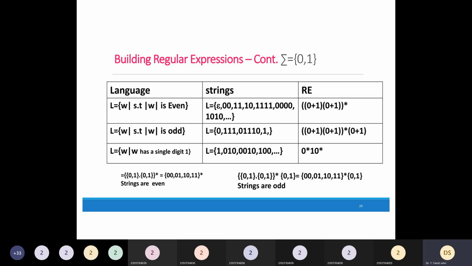So same thing here, odd number. Odd number means you should not include epsilon, so you have to start with 1. That is, the length of the particular string starts with 1. So instead of star, I am replacing with 1, 3, 5, etc. Likewise, I have to replace. Finally, I will be getting the regular expression ((0 plus 1)(0 plus 1))*(0 plus 1).